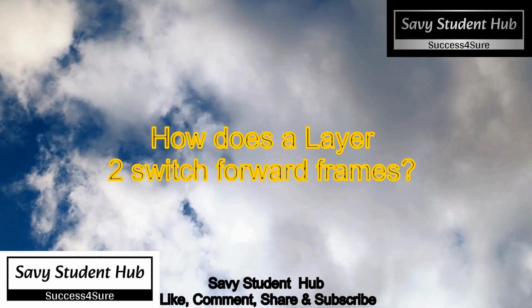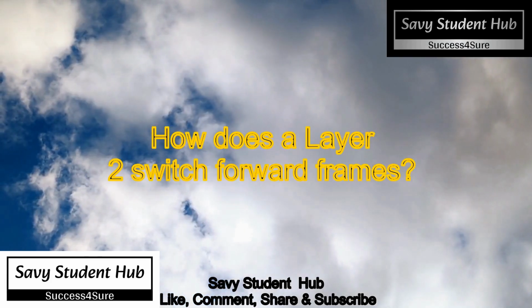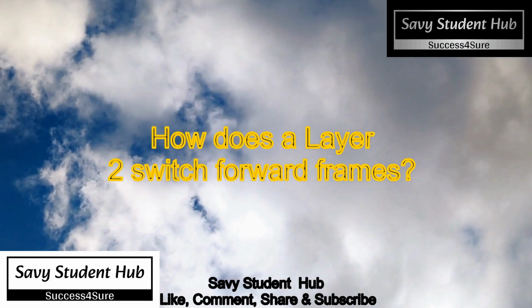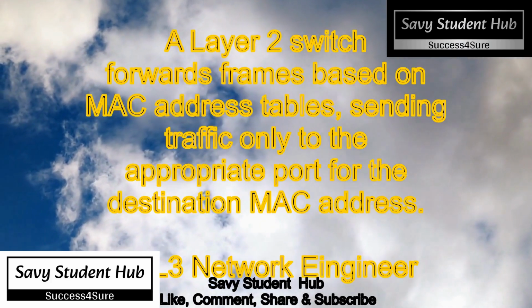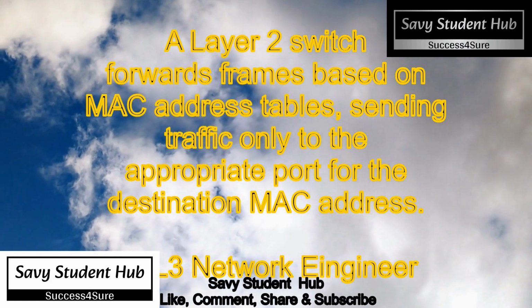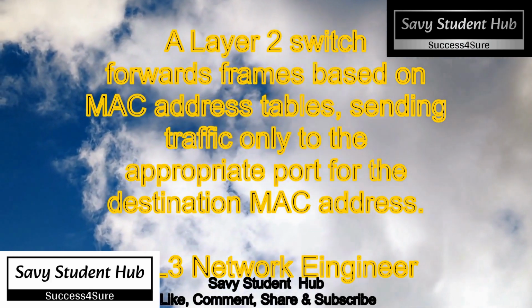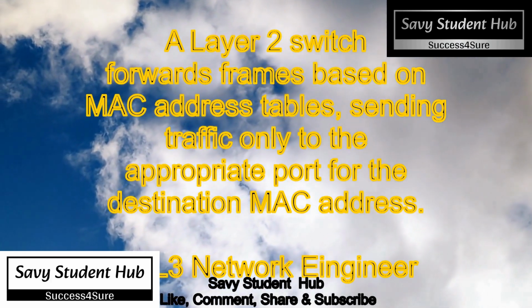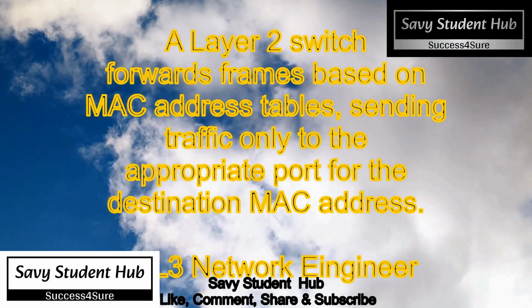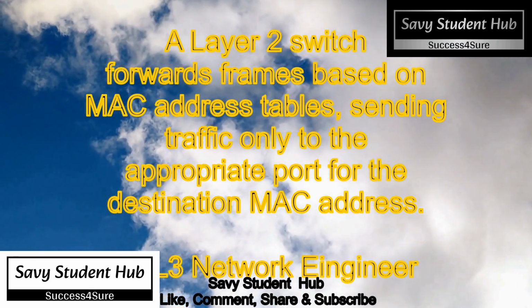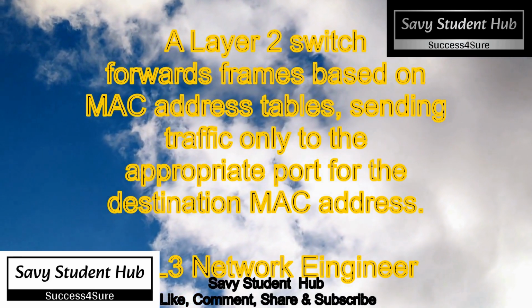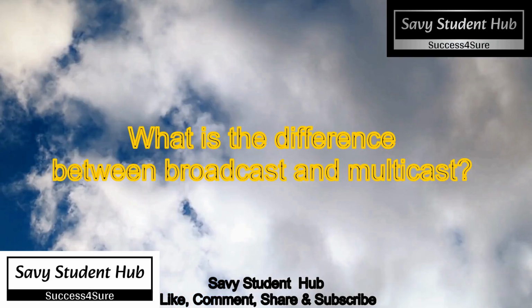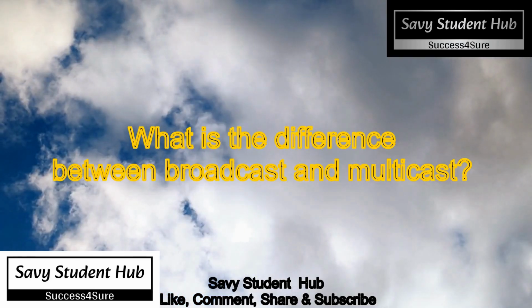How does a layer 2 switch forward frames? A layer 2 switch forwards frames based on MAC address tables, sending traffic only to the appropriate port for the destination MAC address. What is the difference between broadcast and multicast?